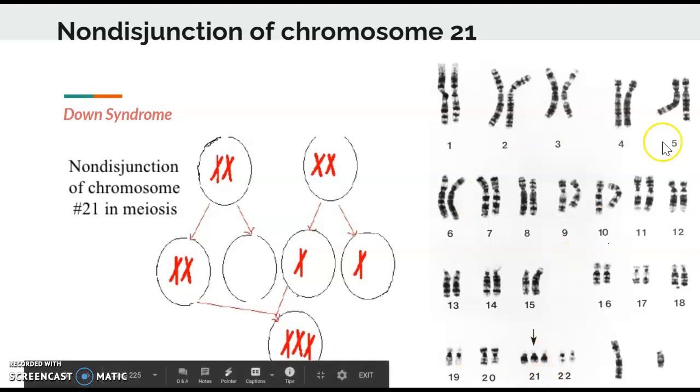And so this is a karyotype. Looking at this, I can tell you that this is a boy because at the X and Y, this is a Y and this is the X. And I can see that he has Down syndrome.